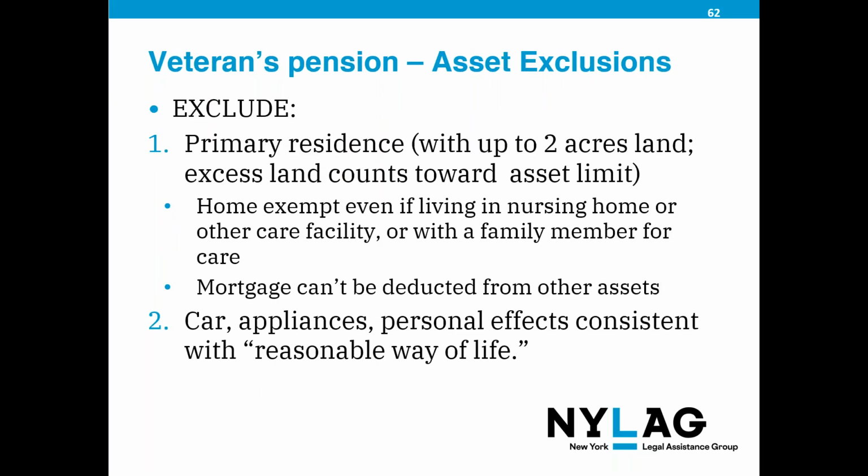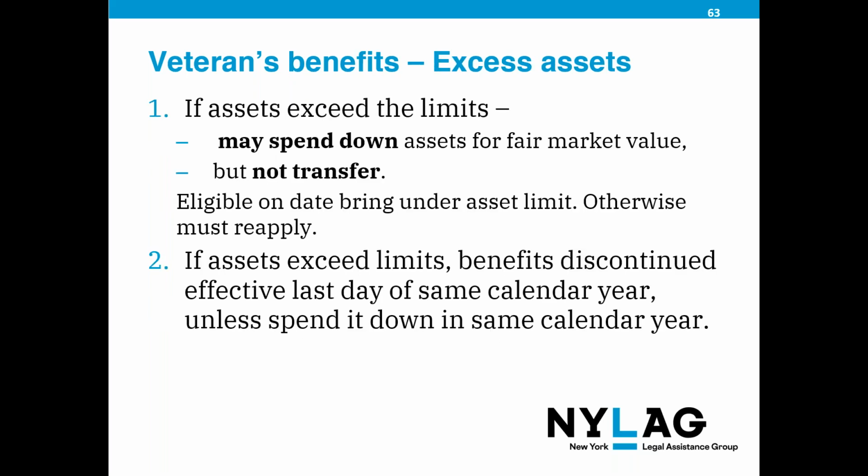What are excluded assets? The primary residence is excluded with up to 2 acres of land for you folks outside of New York City. If they have more than that, the excess land counts against the asset limit. And the home is exempt even if they're not living in it, if they've gone into a nursing home or other care facility, or even if they're living with a family member because of needing care. The car is exempt, appliance is exempt, personal effects consistent with a reasonable way of life. I don't think they mean Donald Trump's lifestyle.